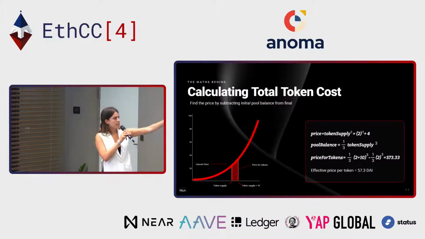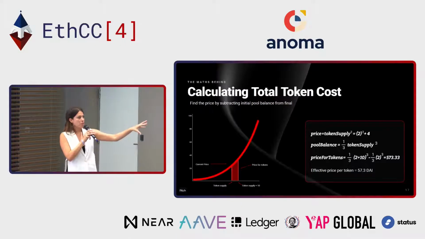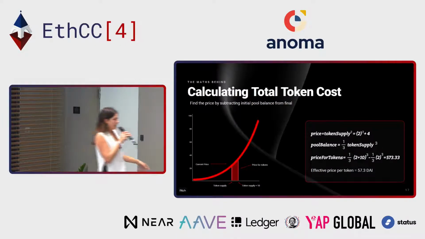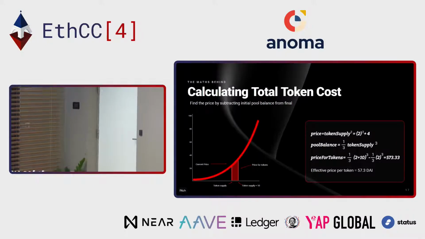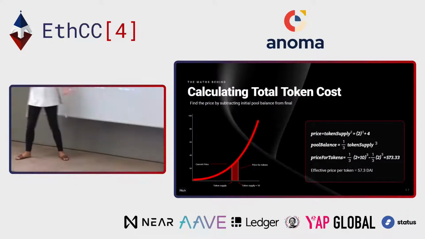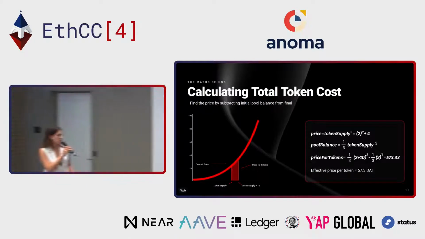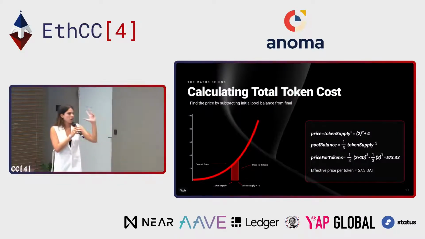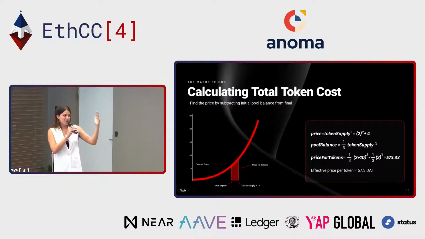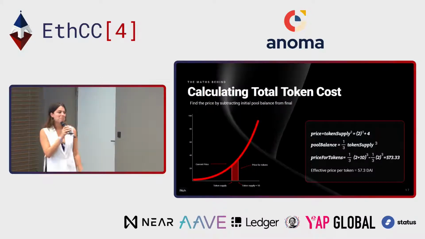So if you then take the integral, as I mentioned, 1/3 token supply cubed, if you find the price for tokens over the next 10, you basically want to find the pool balance at the end and find the pool balance at the beginning and subtract them. So basically, the price for tokens equals 1/3 12 cubed minus 1/3 2 cubed. That's 573, which makes the effective price per token 57 DAI per token instead of that original 4.